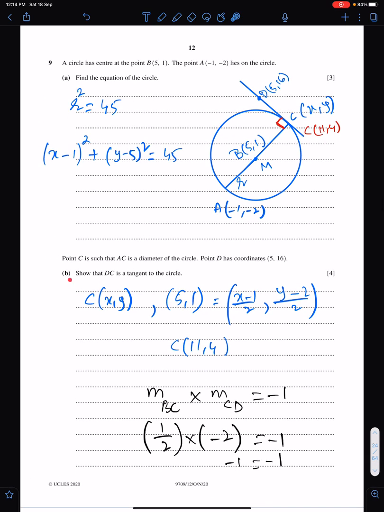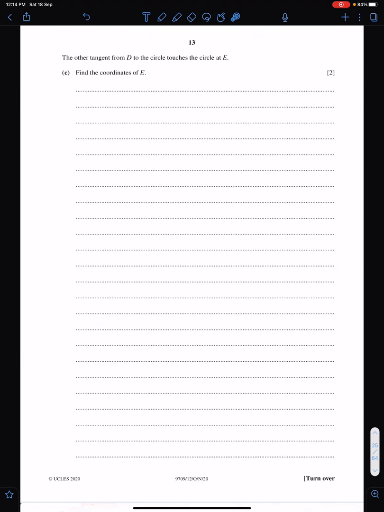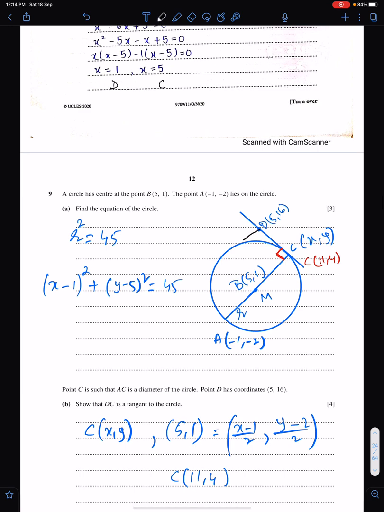So this was part 2. DC is a tangent. This is the way you can easily prove this. Next part. The other tangent from D to the circle touches the circle at E. So this tangent, they are talking about this tangent. This point is E. We did this property in the first lecture, that tangents from an external point to the circumference of a circle are always equal. So we know DE is equal to DC.